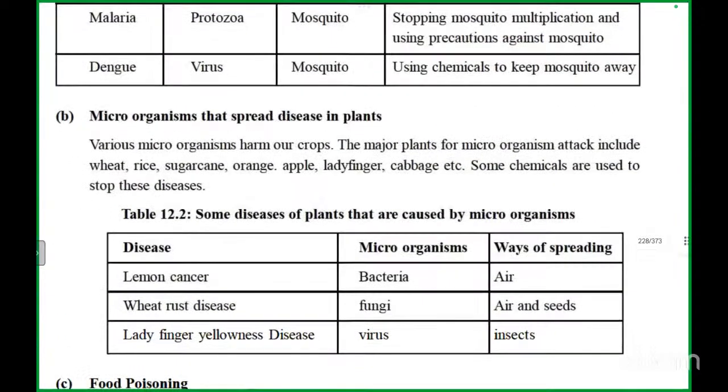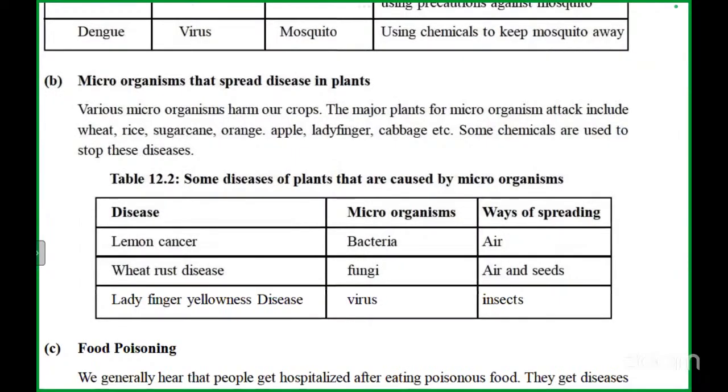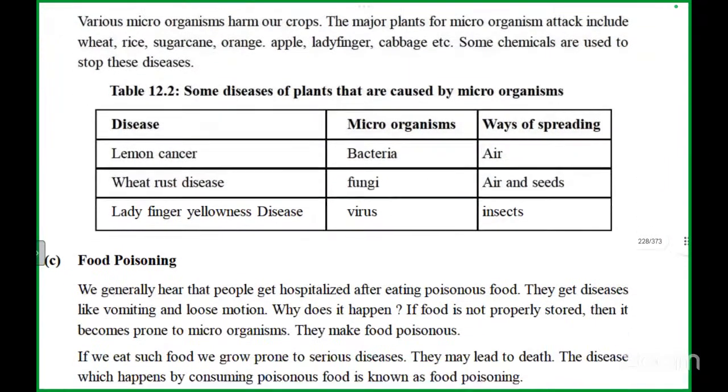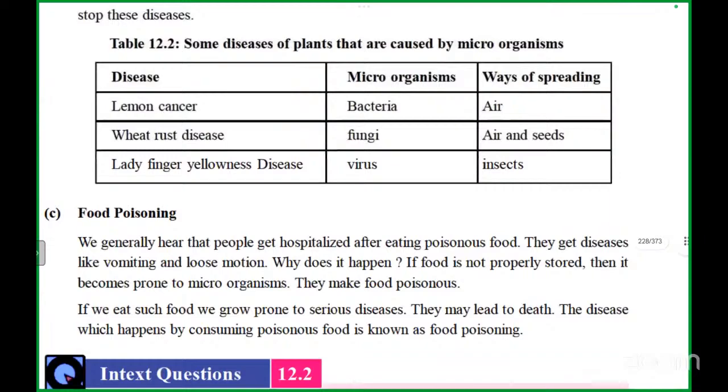Now, microorganisms that spread diseases in plants. Various microorganisms harm our crops also. The major plants that microorganisms attack include wheat, rice, sugarcane, orange, apple, ladyfinger, cabbage. These are the main fruits, vegetables and grains that the microorganisms attack. Some chemicals are used to stop the diseases. We will see some diseases of plants that are caused by microorganisms.